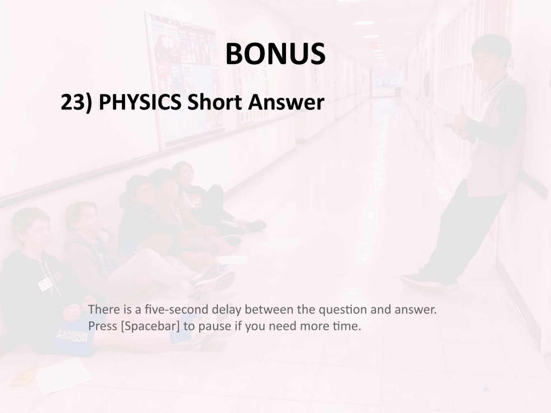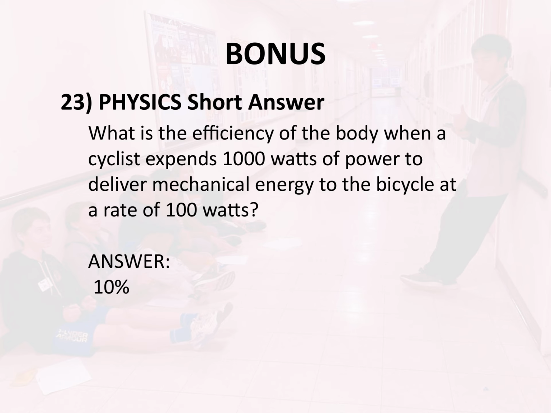Bonus 23. Physics. Short answer. What is the efficiency of the body when a cyclist expends 1000 watts of power to deliver mechanical energy to the bicycle at a rate of 100 watts? Answer: 10%.